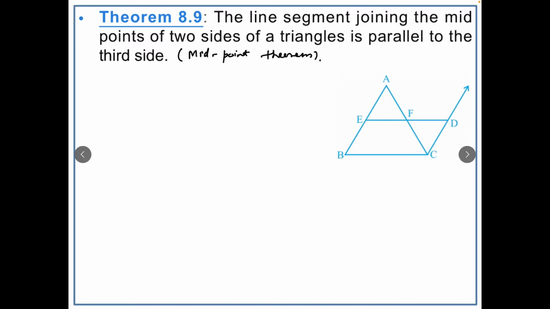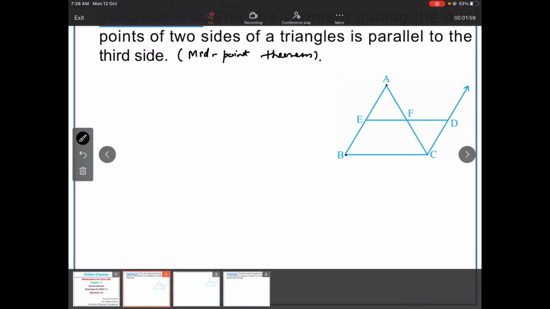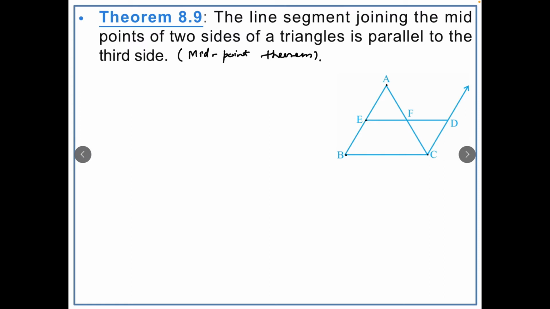That means suppose we have this triangle ABC, where E and F are the midpoints of the sides AB and AC respectively. The statement says the line segment joining the midpoints of the two sides, so we have two sides AB and AC and their midpoints are E and F, is parallel to the third side. So when you complete this side, you will get a side which will be parallel to the remaining side BC. That means this side is parallel to BC. That's what the midpoint theorem says.